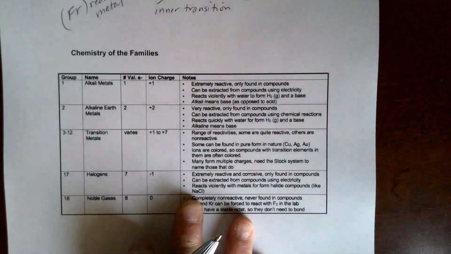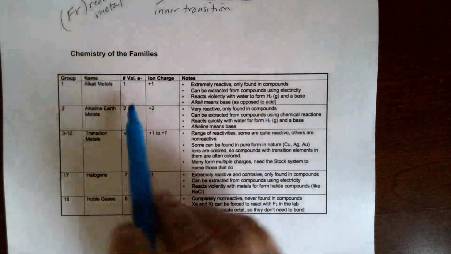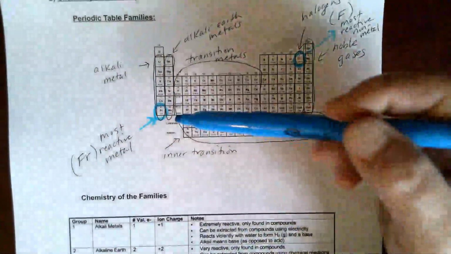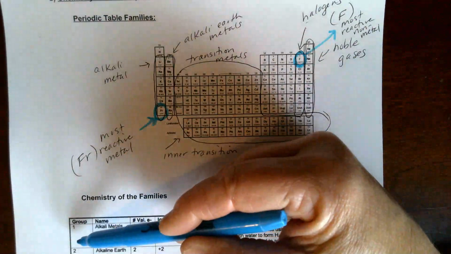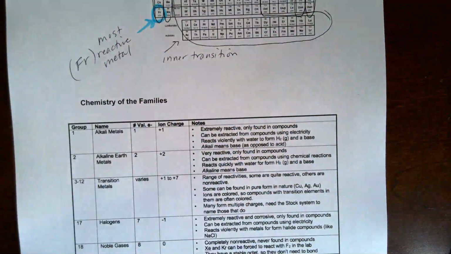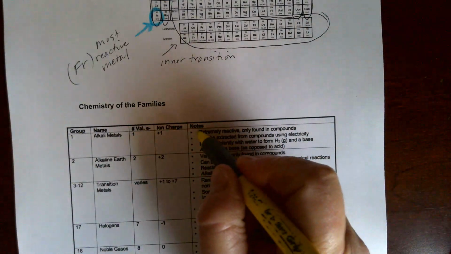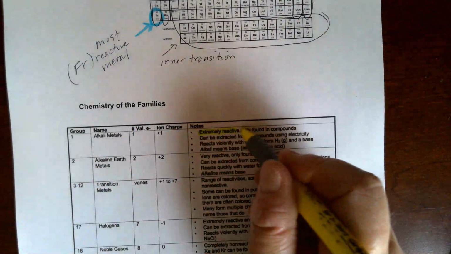Let's talk about chemistry of the families. Now, there's really nothing we're not writing in here, but the idea here is that alkali metals have one valence electron. That's this column right here. This is the alkali metals. They are group number 1. They have a +1 ion charge. What you should probably be taking away about alkali metals is they are extremely reactive. You're only going to find them in compounds.